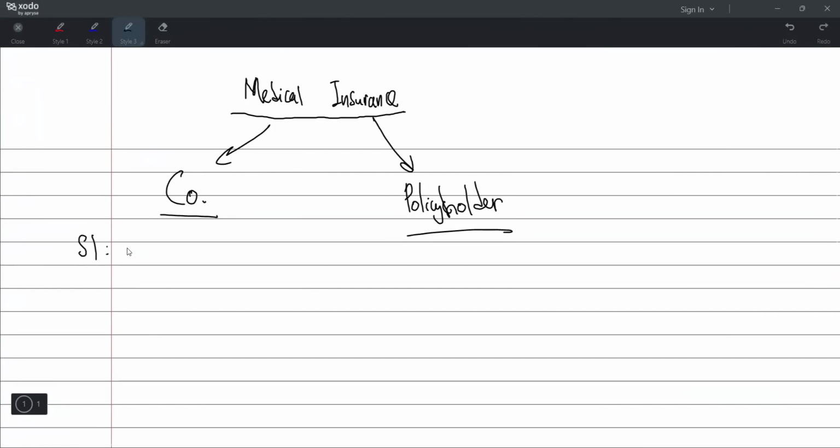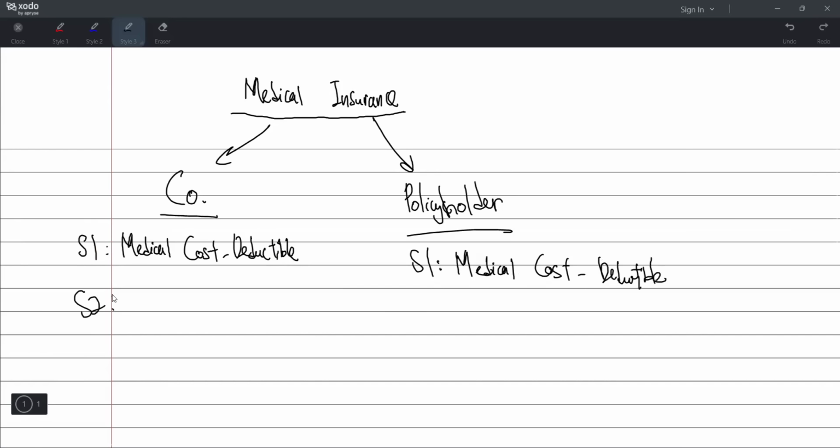Step number one, you take the medical cost, or you can say medical bill, minus deductible. For the policy holder it is the same also: medical cost minus the deductible. Next step, take the answer from step 1 and multiply with the big percent. But for the policy holder, step 2 will be to multiply with the small percent. It means you take the medical cost minus deductible, take the answer, and multiply with the small percentage, because the policy holder is always responsible for the smaller percentage. The company is responsible for the big percentage.